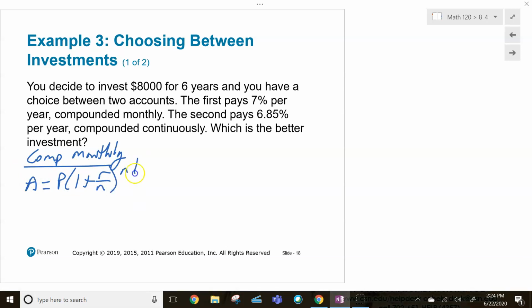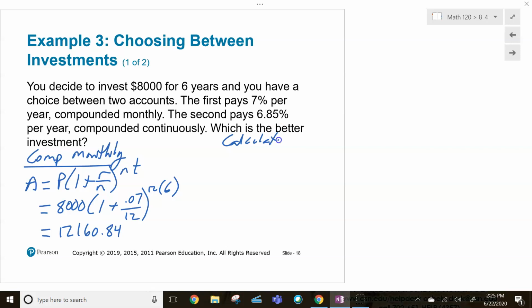If you're using the formula, you say I'm putting in $8,000 at 7% compounded monthly for 6 years. And this ends up being 12,160.84. Now, if you're doing it with the calculator: present value, payment, future value, interest rate. This is not a decimal, so on the interest rate, you just put in 7%, not 0.07.